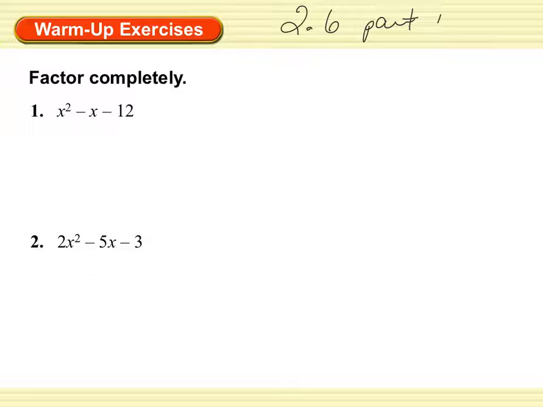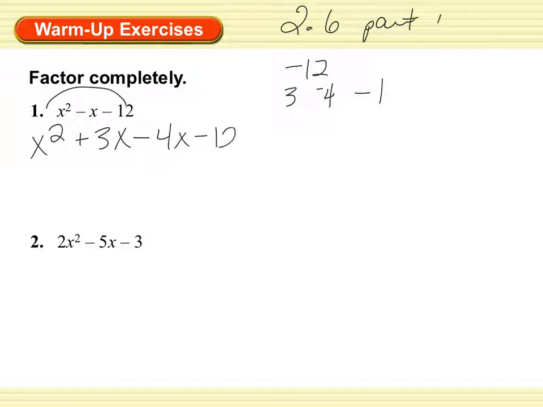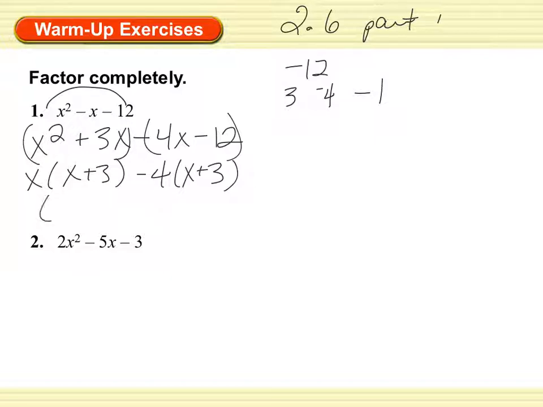We factor everything by factoring by grouping, which we did. A times c is negative 12. Two things that multiply together to get negative 12 and add together to get negative 1. So 3 times 4, and that'd be negative. x squared plus 3x minus 4x minus 12. So factor by grouping. Negative 4x plus 3. So I factor out my common binomial, and I'm left with x minus 4.